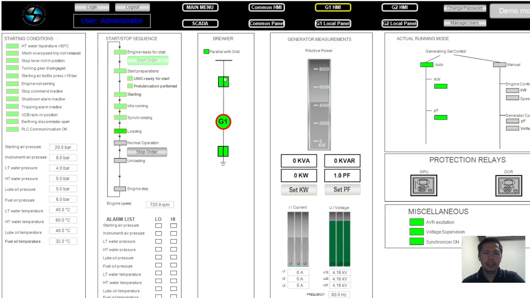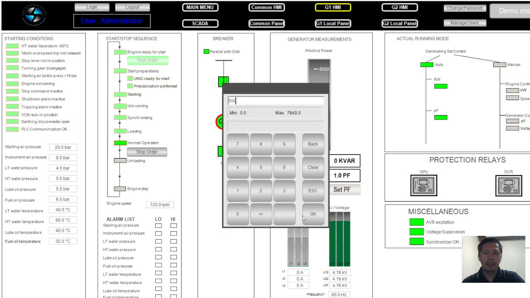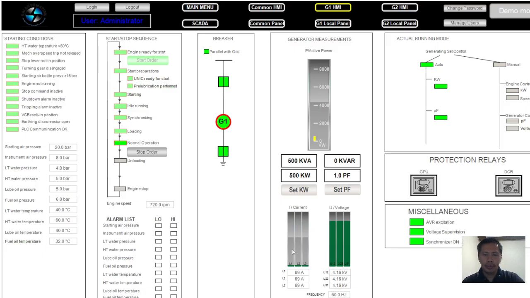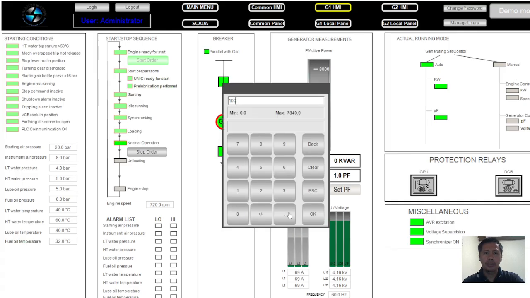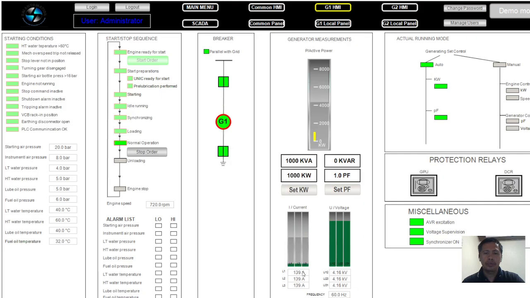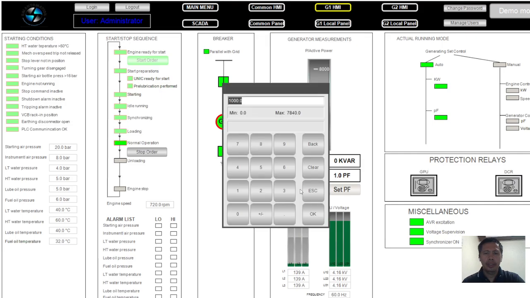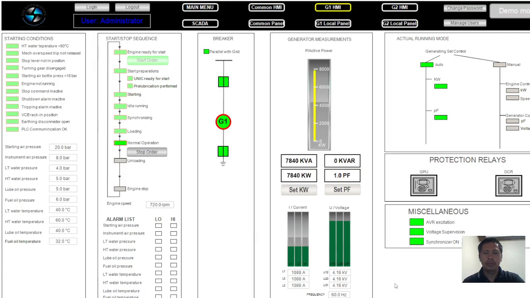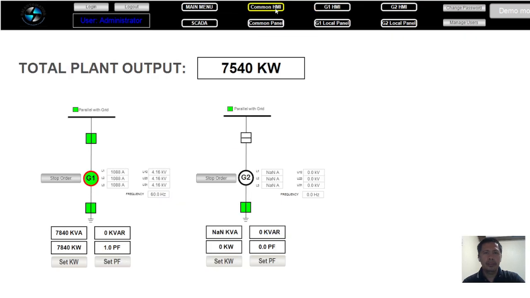Now the breaker is closed. So it gets loading and normal operation. We'll set a load of maybe 500. And if the engine is okay, no problem, then raise to 1000. If the engine has no problem, we can maximize the load, up to 7840. Okay, so now the engine is at maximum load.